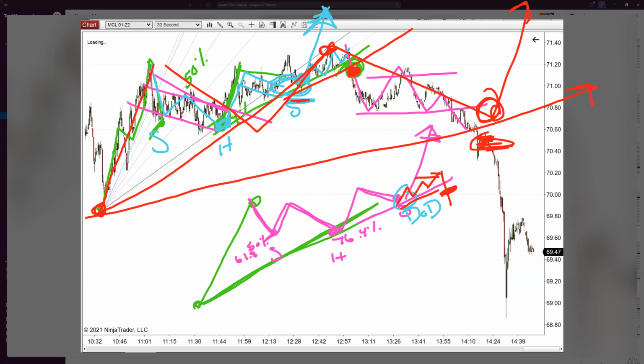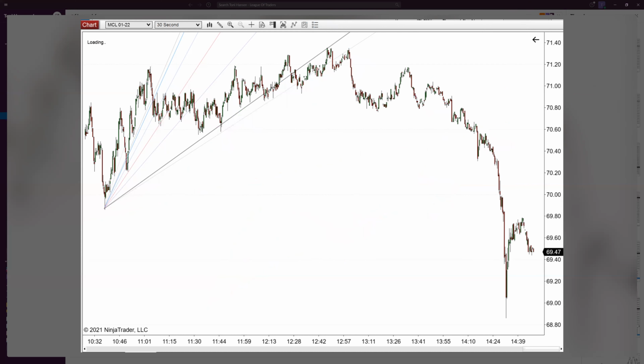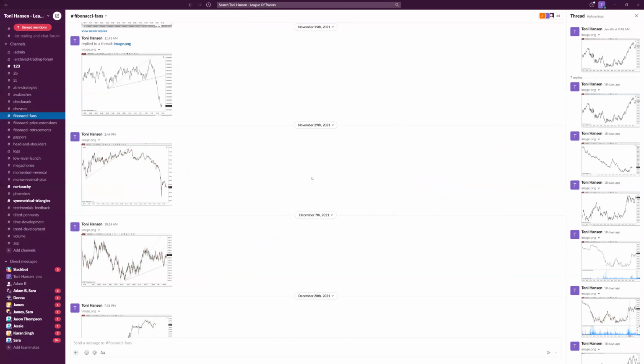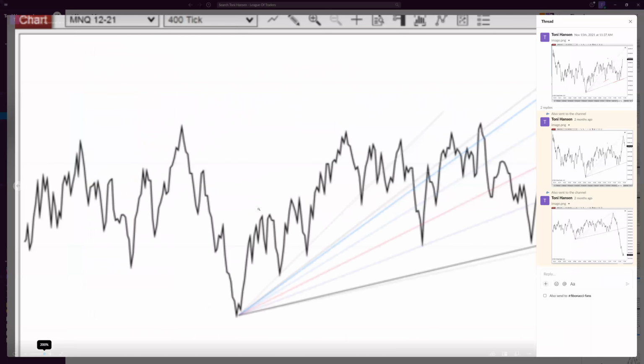Can I show you an example of trailing stops using fibs? I can actually do that, showing you how I got out of my trade here today and how I managed that trade here today too. Let me show you another example quick. On the Fibonacci fans, here is another recent one. This is our Nasdaq.